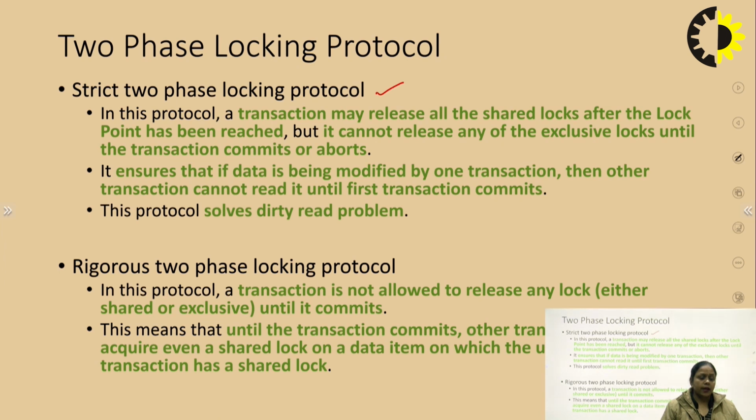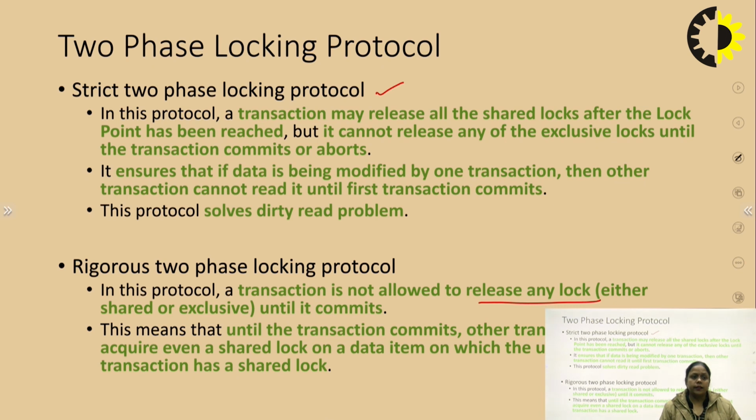Okay. Now, next is the rigorous two-phase locking protocol. In this protocol, a transaction is not allowed to release any lock, either shared or exclusive, until it commits. Right? So, commitment of the transaction is very necessary for the rigorous two-phase locking protocol. This means that until the transaction commits, another transaction cannot acquire even a shared lock on a data item on which the uncommitted transaction has a shared lock.